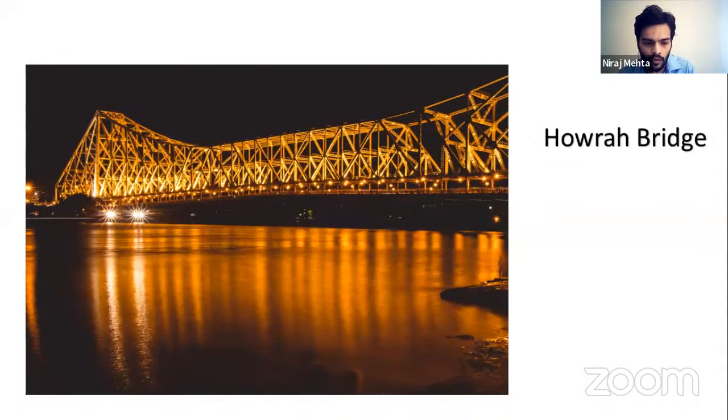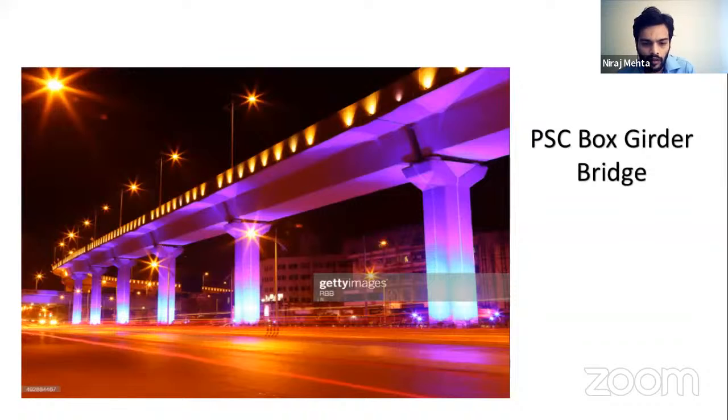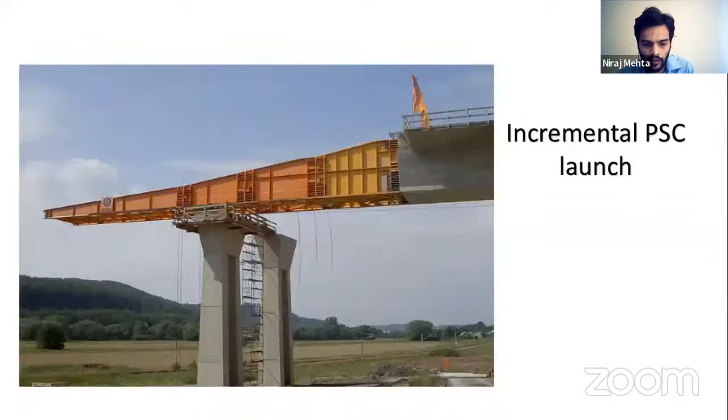Once one structure would come, but majorly, as we see in our infrastructural development, whatever flyovers we have in our cities, these are the most widely designed bridges by bridge engineers. These are box girder bridges. Then again, a bridge engineer would also design the bridges for metro rails. So these are the widely available, widely popular bridges. Then this is just a snapshot of incremental PSC girder launching.